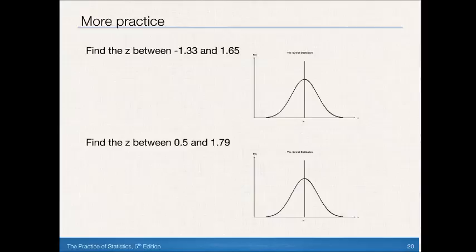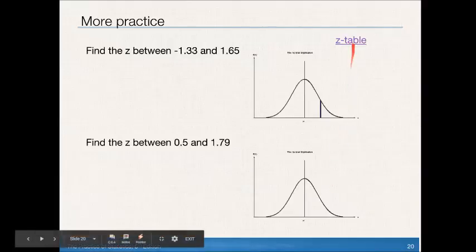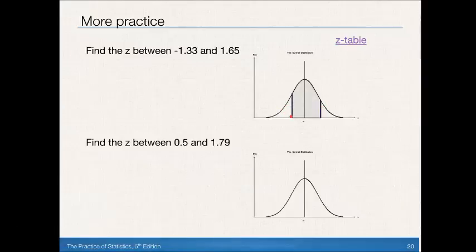All right, let's try some more practice for that. You can go ahead and pause and calculate these, and then come back to check. Okay, so the 1.65 is the positive one, putting that on the right. The negative 1.33 is on the left, and the area between looks like that. I find the z-score of 1.65 is 0.9505, and negative 1.33 is about 0.0918, and the difference between those is 0.8587, or 85.87%.